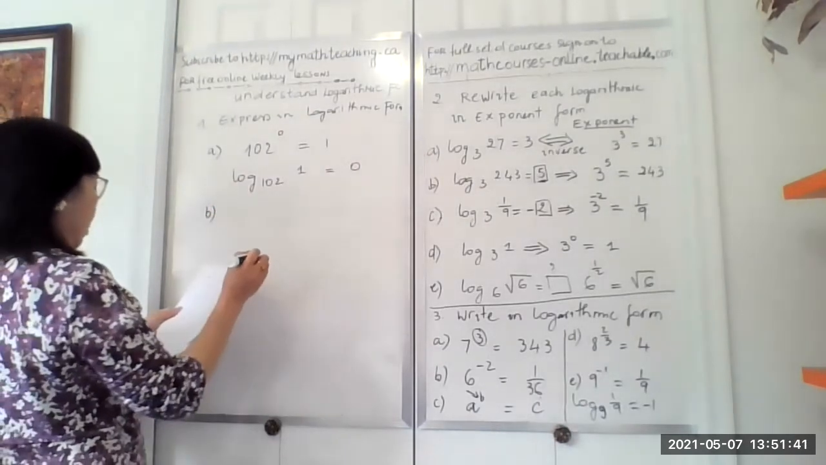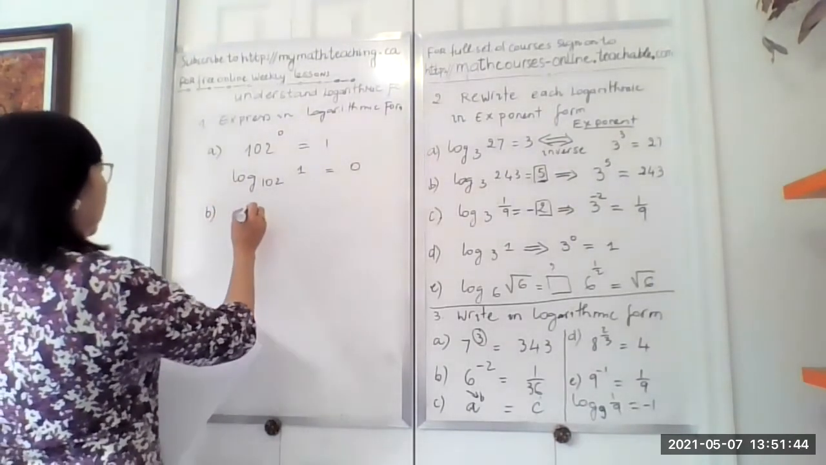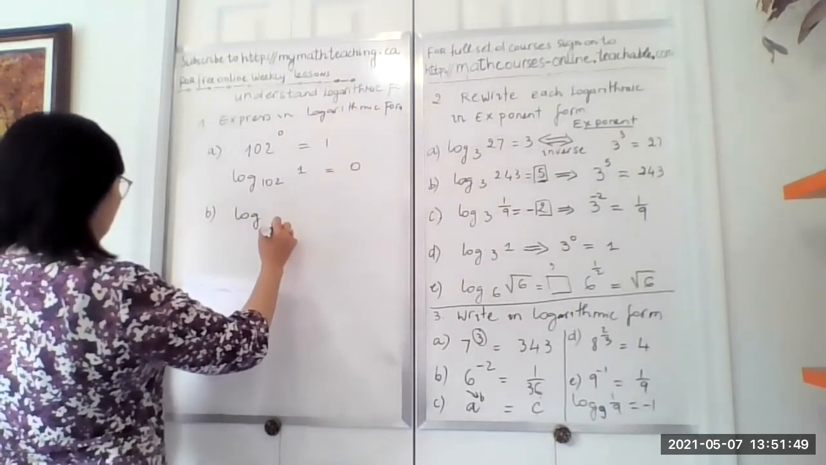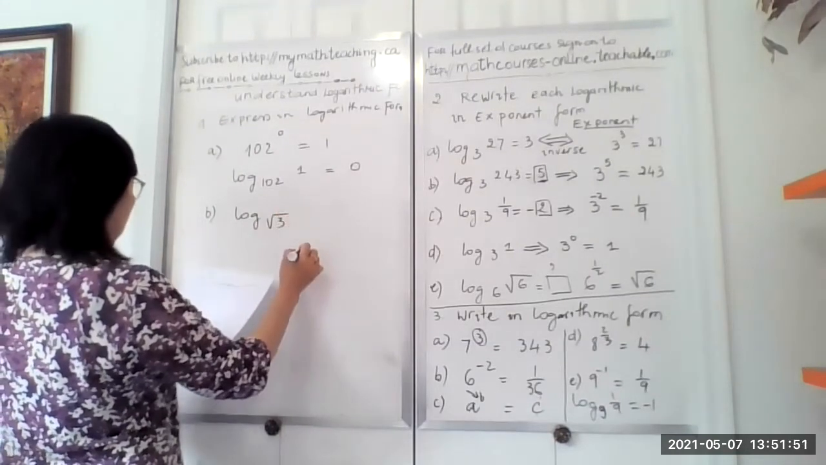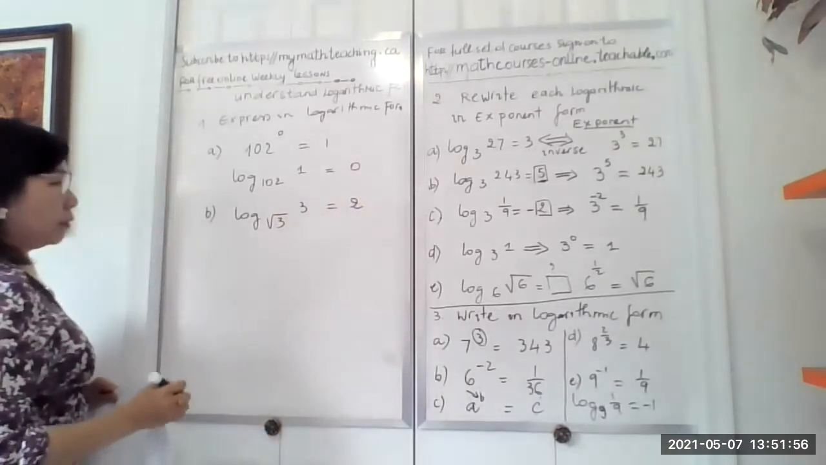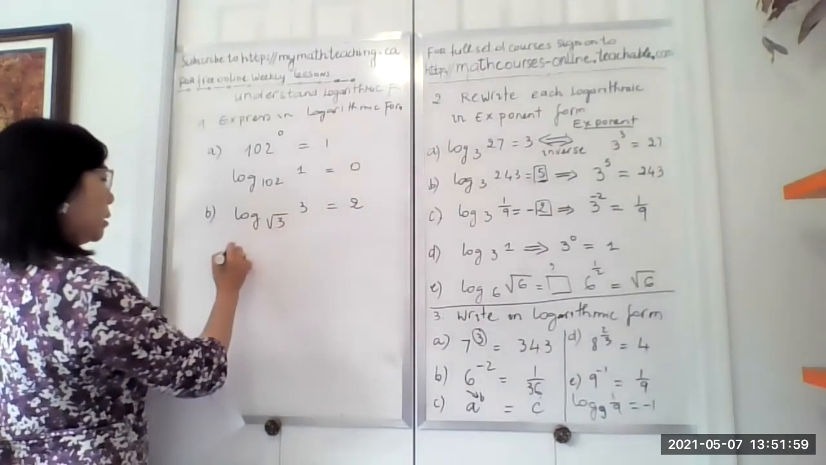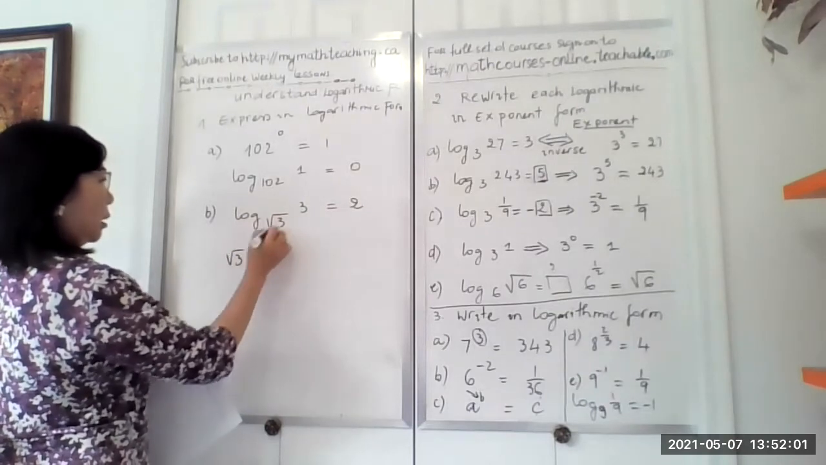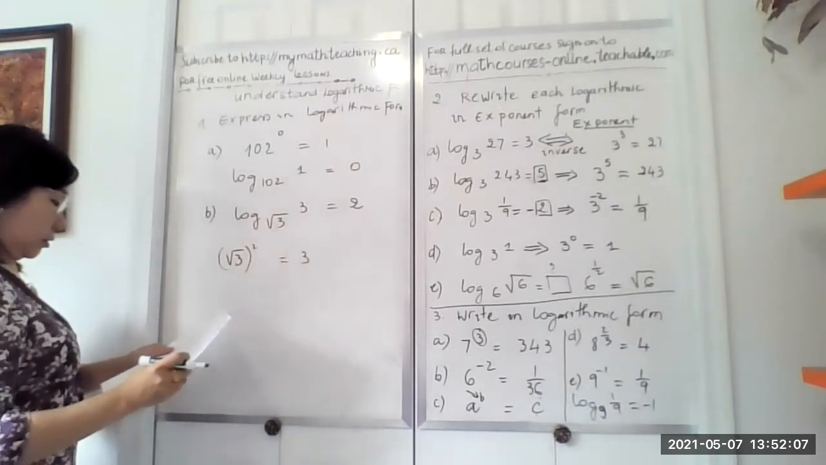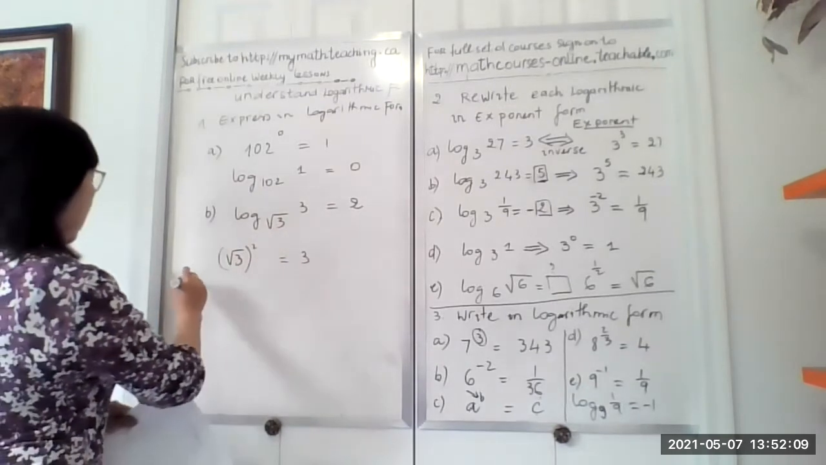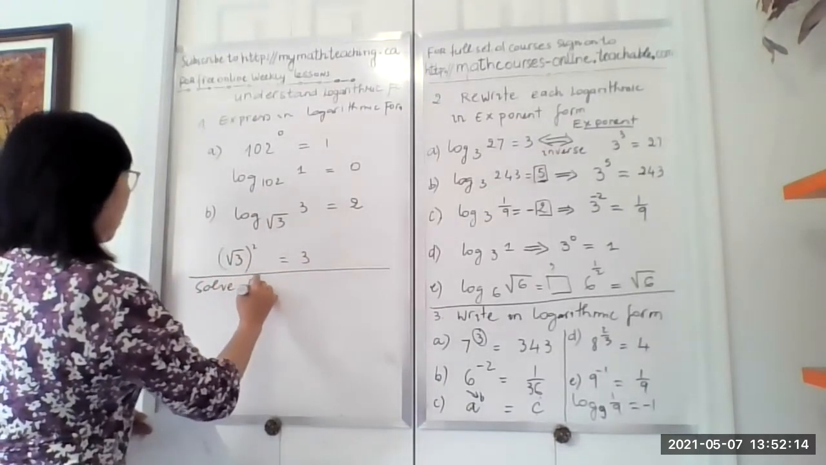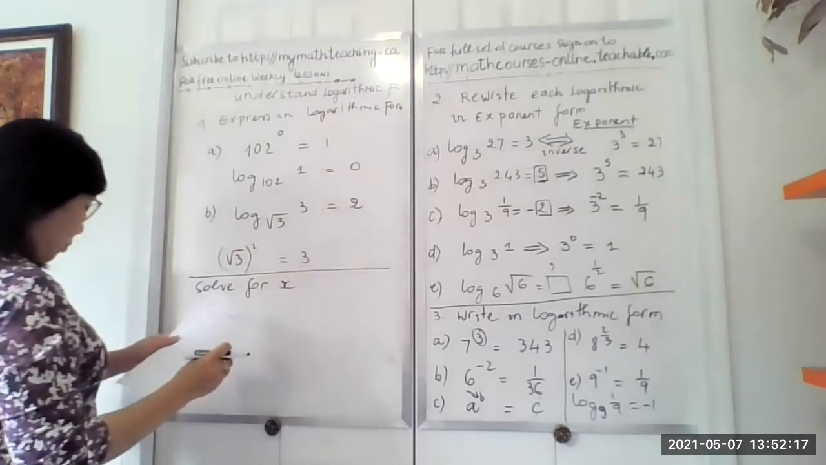So let's say we will go backward this time. Let's say you have log base cube root of 3 equals 2, and they ask you to express it in exponent form. Then you know the base is the cube root, right? And the power is 2, equals 3. So that's the idea.